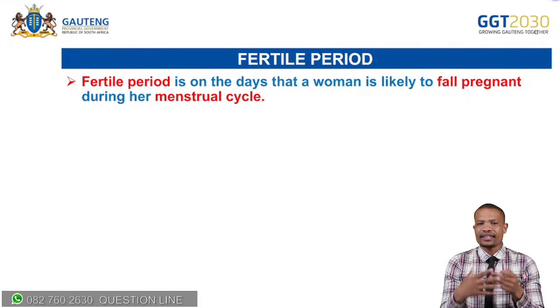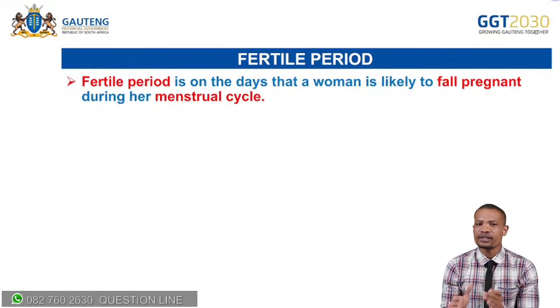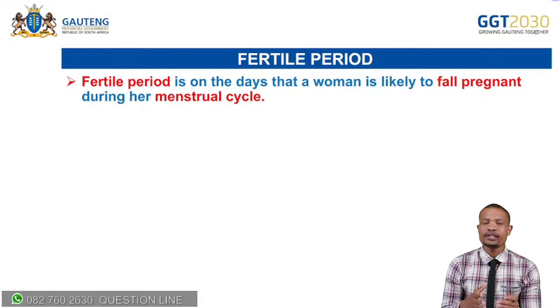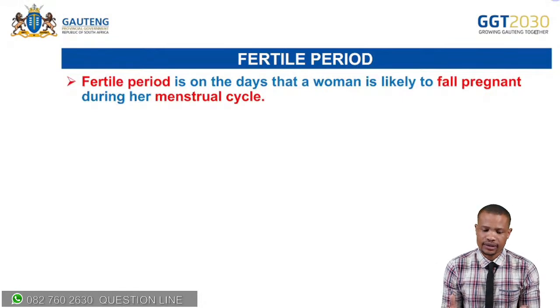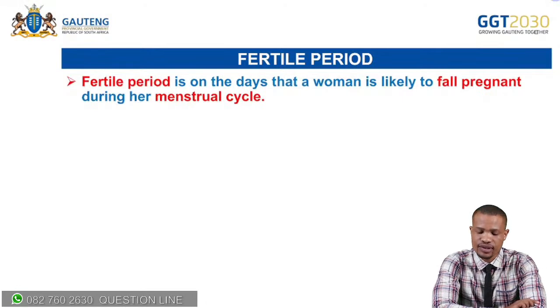Now, there is another concept which is known as the fertile period. Now, ovulation and the fertile period can sometimes be confusing. So let's bring a clear distinction between the two. We said ovulation is when a ripe egg is released from one of the ovaries, right? But the fertile period is the time period where a female is most likely to fall pregnant. Okay, so a fertile period is on the days that a woman is likely to fall pregnant during her menstrual cycle.